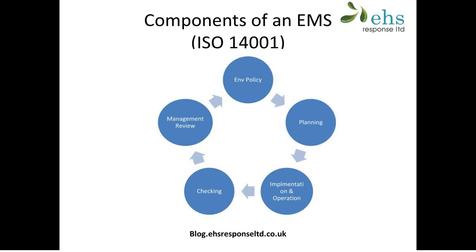The next phase is called implementation and operation. This covers quite a number of different areas, but it includes things like having responsibilities for environmental management within an organisation and defining these. It also includes having procedures and a manual that describes the system overall. You also need to control operations that have a significant impact on the environment. It's known as operational control. You also need to plan for emergencies and mitigate their consequences if they do occur.